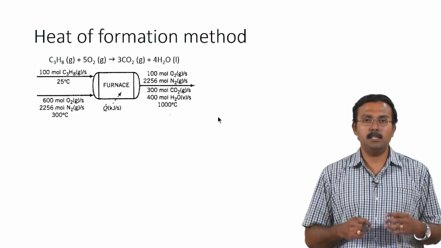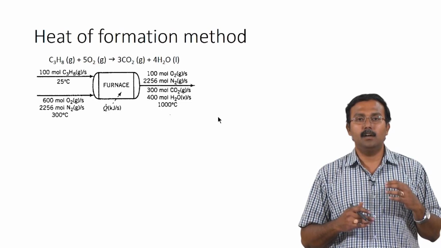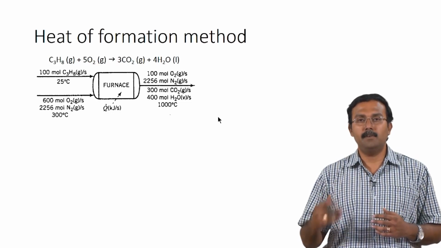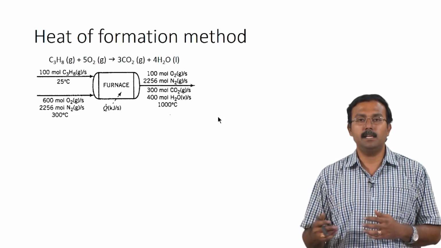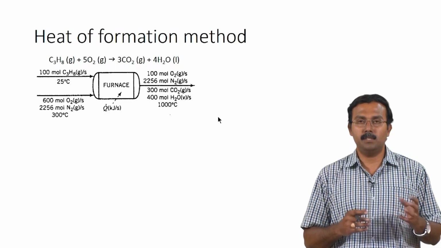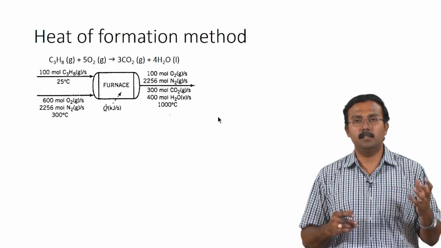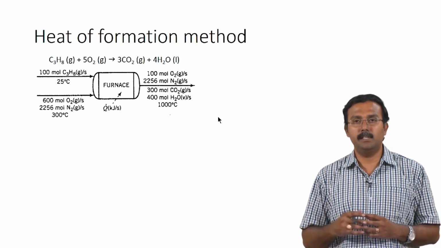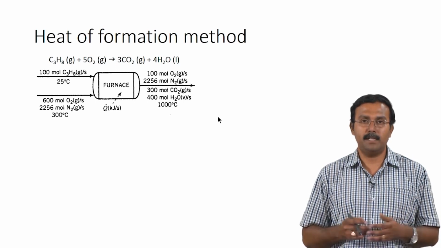In the process we have propane gas entering at 25 degrees Celsius, and oxygen and nitrogen entering at 300 degrees Celsius. You have an exit gas which contains unreacted oxygen, 100 moles per second, and nitrogen which is just coming in and going out as inert gas. You have 300 moles of carbon dioxide and 400 moles of water leaving the system. For this particular system we had used the heat of formation method.